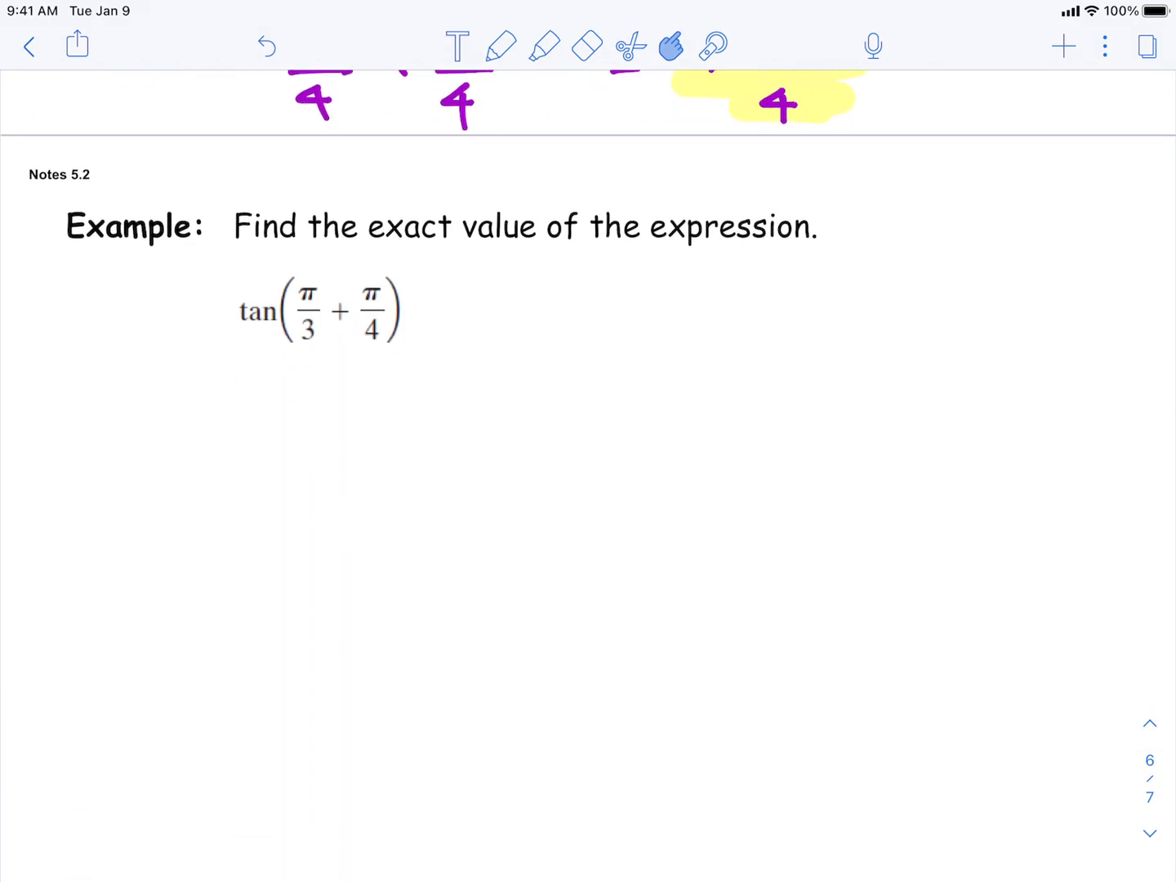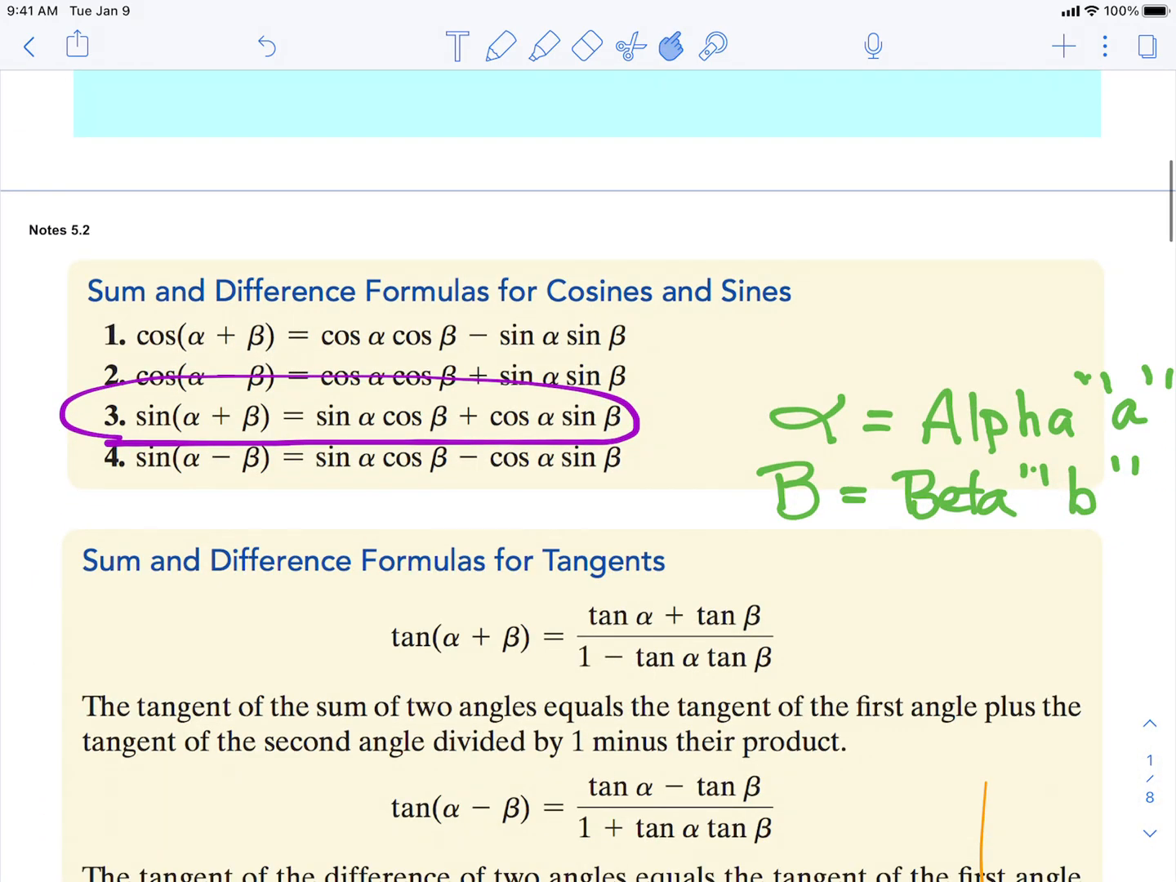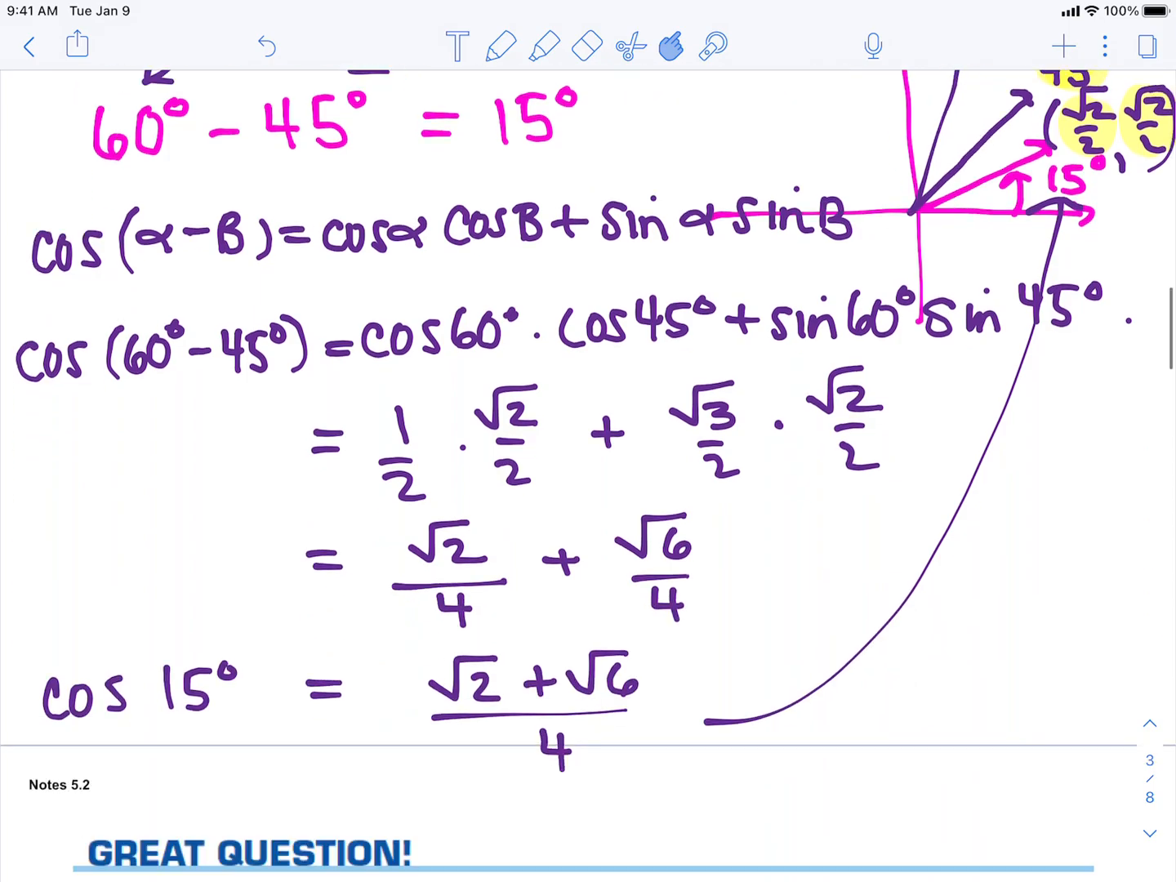Another example, find the exact value of the expression, the tangent of pi over 3 plus pi over 4. So we're going to use our formulas. Notice that we're working with tangent and we're adding the angles together. So the formula we're using in this example is right here. So we want to take the tangent of alpha plus beta. So I'm going to write the formula down.